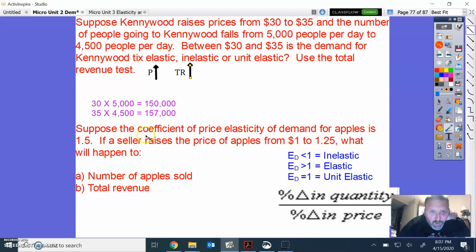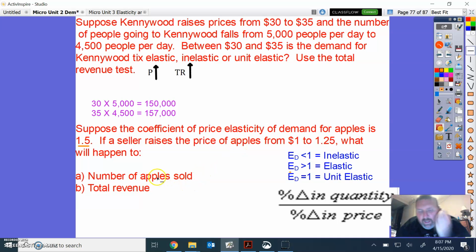Okay, next question. Suppose the coefficient of price elasticity of demand for apples is 1.5. If a seller raises the price of apples from $1 to $1.25, what will happen to total revenue? Okay, good question here, right? We know that the price elasticity of demand is 1.5, right? So we know that we're on the elastic section of the curve, right? Okay, so what does that mean? If we raise the price and we're on the elastic section of the curve, what's going to happen? Are we going to sell more apples or fewer apples when you raise the price?